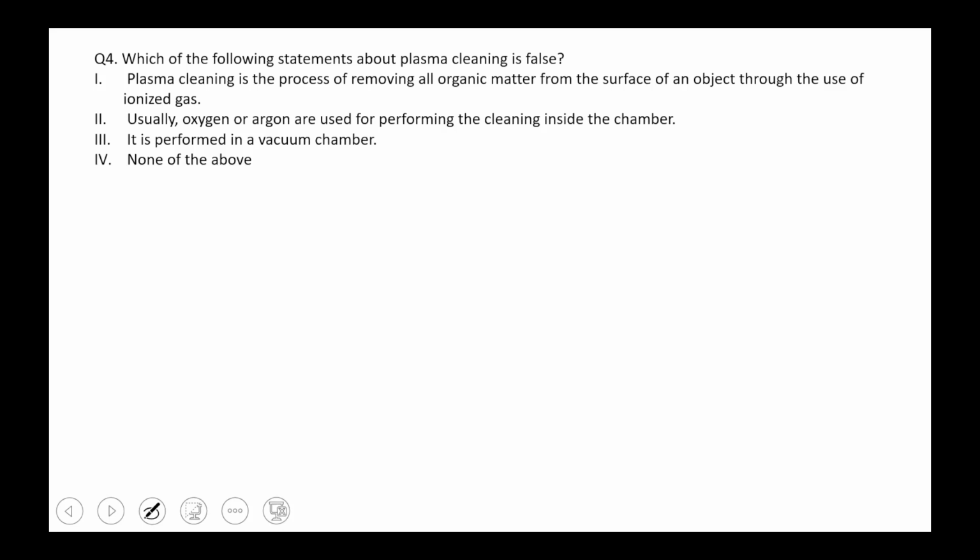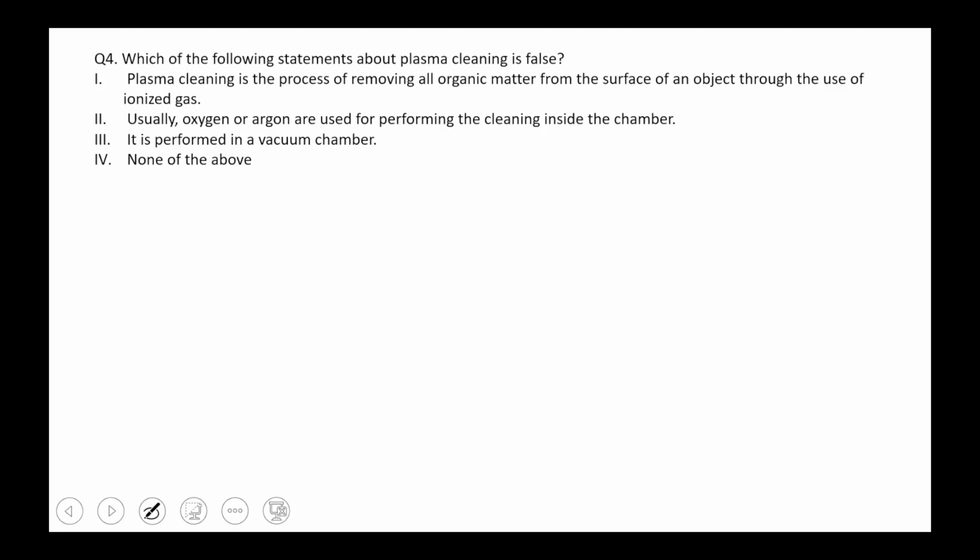Also, why should the return RF frequency be very low compared to the input frequency? To create the plasma, we use the RF system, right? RF frequencies, yes, because the plasma is created through the electromagnetic field generated by that. And they have said the return RF frequency should be low. I don't know why they say so.